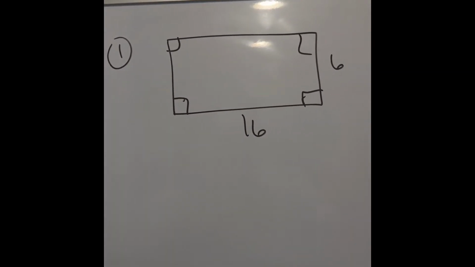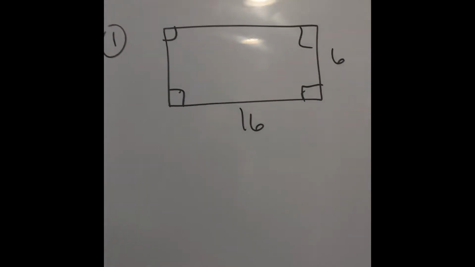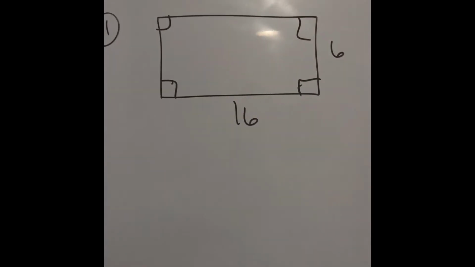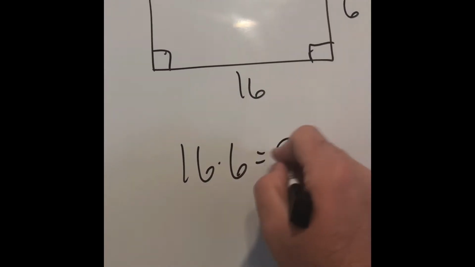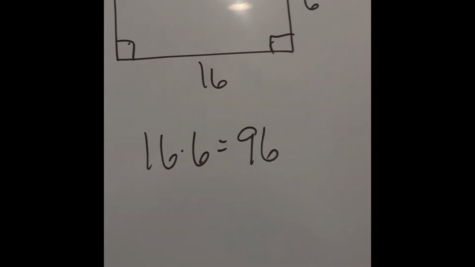Okay, so let's take a look at some of these problems from our area. Number 1, just a nice area of a rectangle. So we're going to do base times height. That's just 16 times 6. That gives us an area of 96.